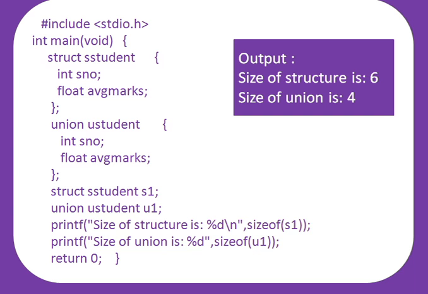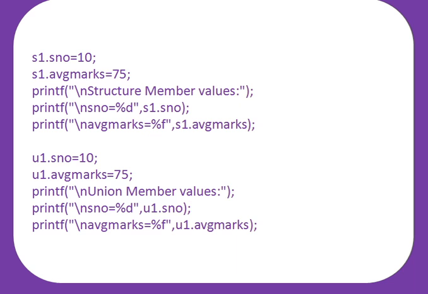So let's try to go deeper into this program by giving values to the structure members and union members and try to print those values. So here I am taking the same example, structure and union, but I am assigning the values. For SNO, see here S1 dot SNO. S1 is the S student structure variable. AVG marks is the S student structure variable dot AVG marks. These two are the members of the S student. I am accessing these two members by using the structure variable S1.